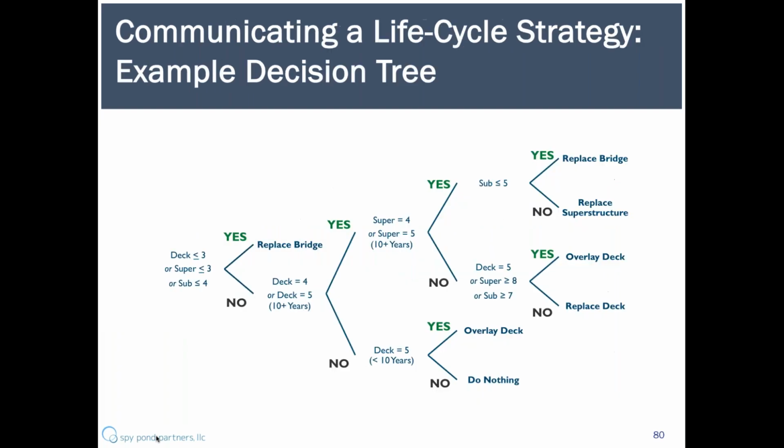Next slide, please. And this is an example of a resulting life cycle strategy. So this particular example is a decision tree. This one is from a state DOT's bridge management system saying when to replace a bridge, replace superstructure, overlay a deck, or replace a deck depending on rating values for deck, superstructure, and substructure.